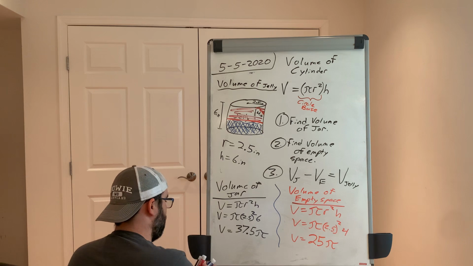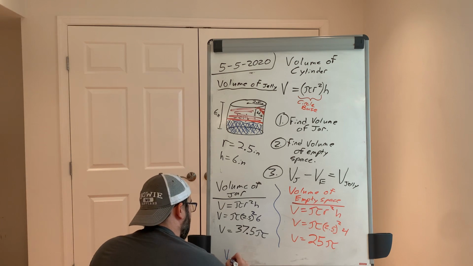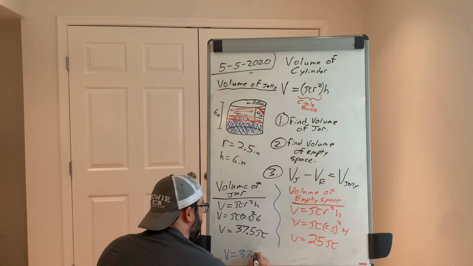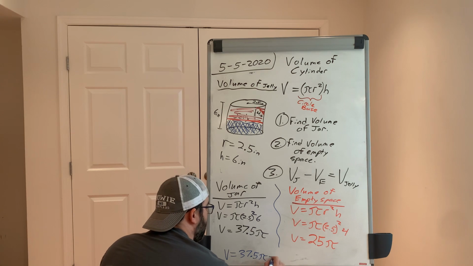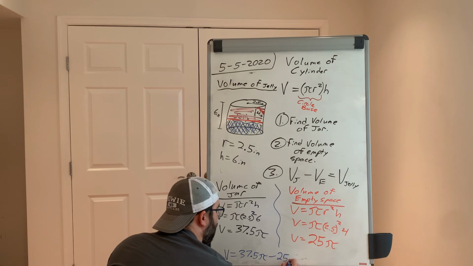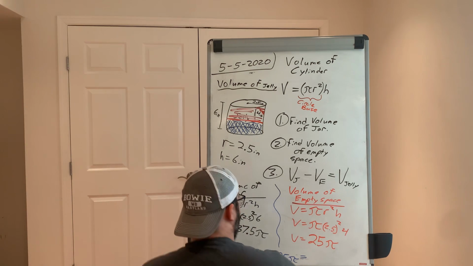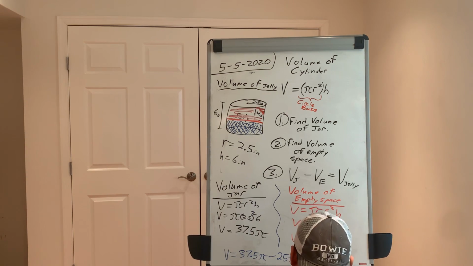So down here, volume of the jam is equal to 37.5 pi minus 25 pi, which equals 12.5 pi inches cubed.